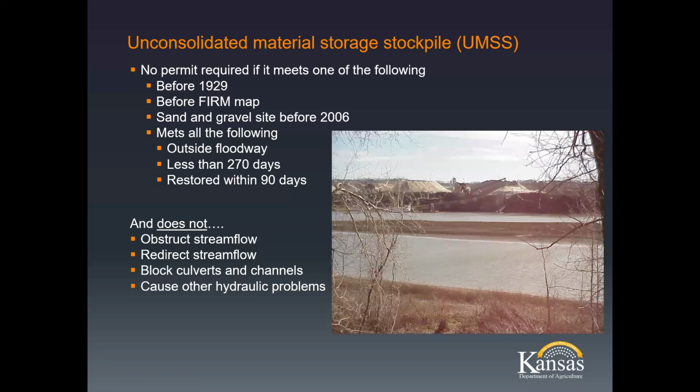Unconsolidated material storage stockpiles. If you have material stockpiles in a floodplain, then no permit is required if they were there before 1929, and that's really hard to prove anymore. They were there before the FIRM map, so that can be a little bit easier, but it's still a little tough. And the sand and gravel site was there before 2006. So we use Google Maps to kind of determine that.